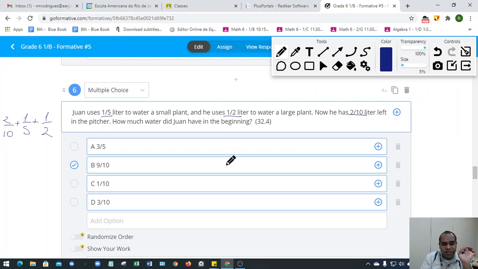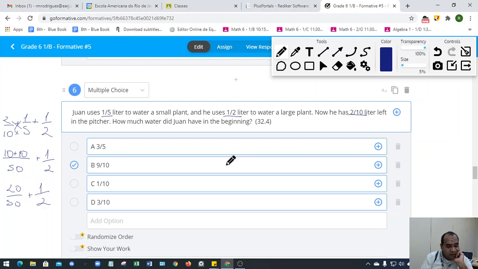Remember order of operations. We start with the first two. 2/10 plus 1/5. You multiply denominators. 10 times 5 is 50. And you cross multiply: 2 times 5 is 10, and 1 times 10 is 10. 10 plus 10 is 20 over 50, plus 1 half.